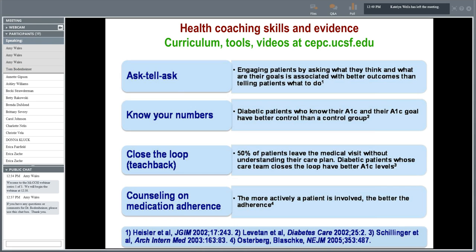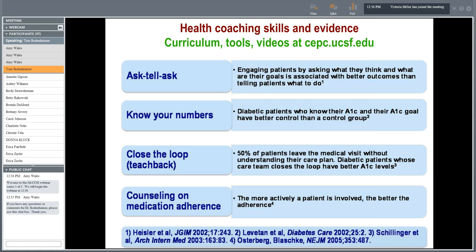This is a really interesting one. Know your numbers. This is a study in which they compared patients who knew what their hemoglobin A1C was and what their hemoglobin A1C goal was. And they compared it to people who didn't know. And people who know their A1C and their A1C goal have better control of their diabetes than people who don't know.